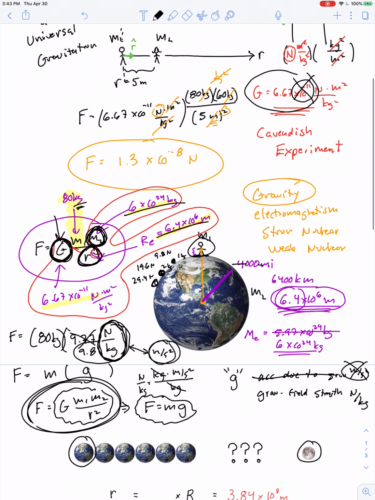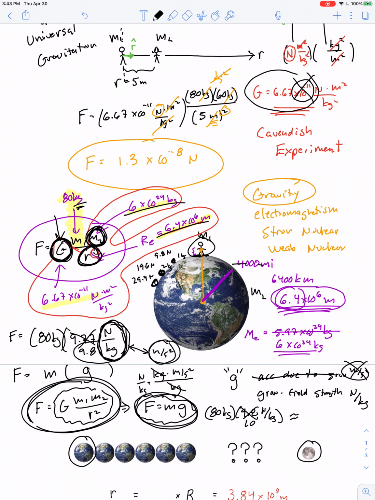So did we ever figure out what's the force of attraction between Ross and the Earth? Well, since we already recognize that we can just use this shortcut, then all we have to do is multiply 80 kilograms times 9.8 newtons per kilogram. Might as well round that up to 10 to make life easy, and say the force of attraction between Ross and the Earth is approximately 800 newtons.